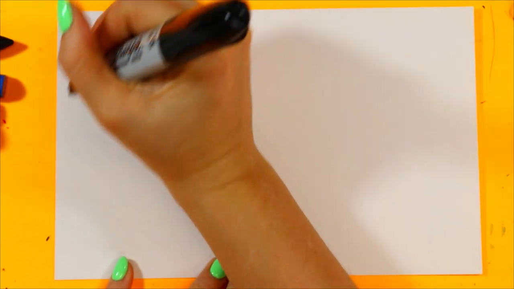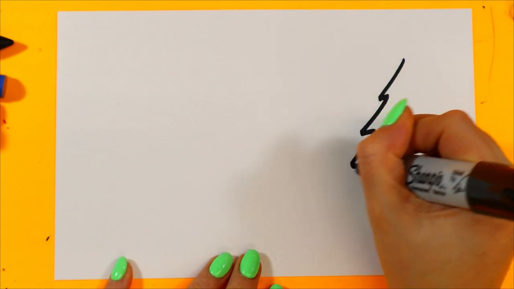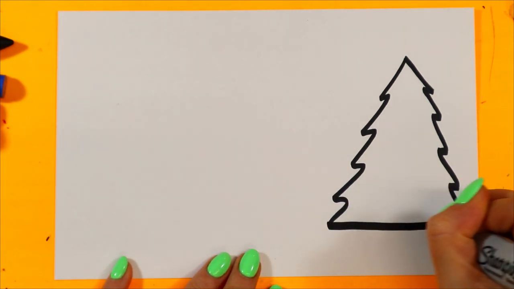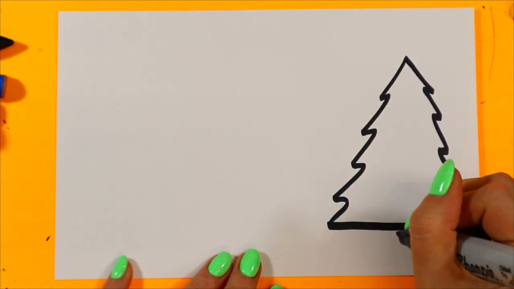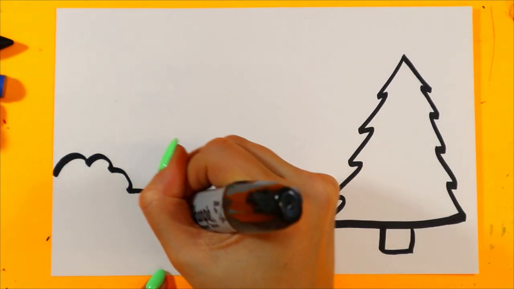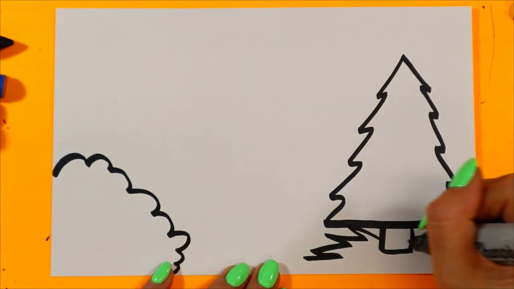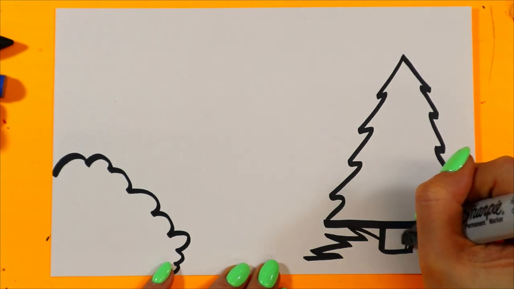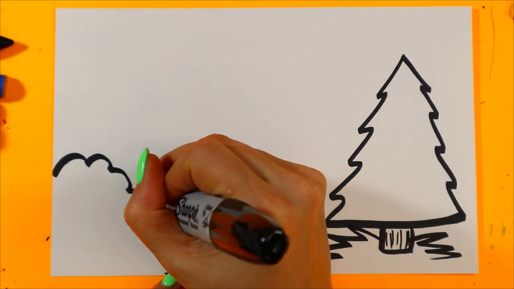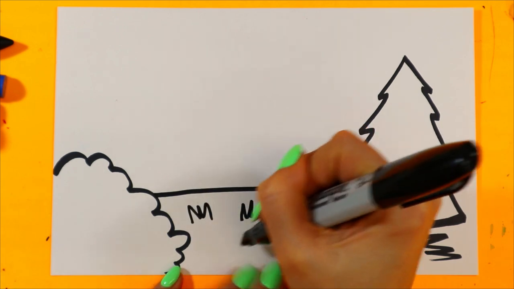We're going to start off with a nice little tree in the front here. We'll just add a nice little evergreen. Maybe a happy little bush in the corner. Some curly lines. You can add some grass. And then we'll add a line here. Put some grass here and there.